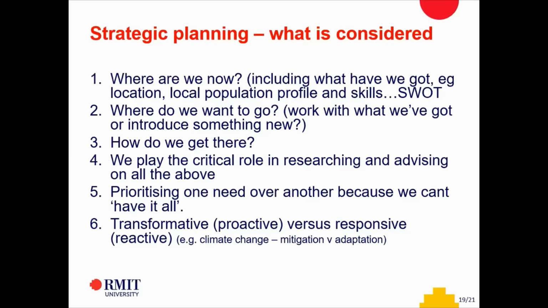Now, for the strategic planner, these are the sort of critical questions that come up again and again. The first question is to ask of the community, of a city, well, what sort of a city are we? Where are we now? Is it a manufacturing city? Is it a city or a local government area that happens to have high unemployment, that has a high migrant population? What are the strengths? What are the weaknesses? What are the opportunities? What are the threats? That SWOT acronym is very useful when it comes to thinking about how strategic planners operate.